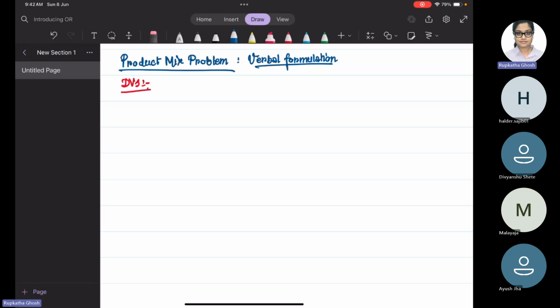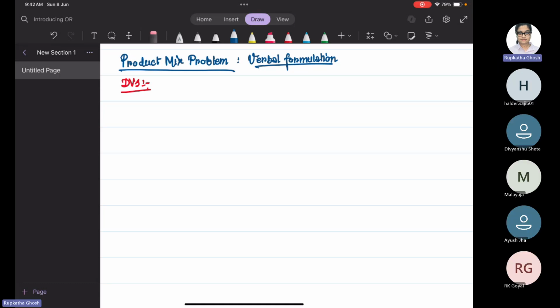No. See, first tell me what is the objective in this problem? What is it that you are trying to achieve? If you understand what it is that you are trying to achieve, only then will you be able to formulate this model correctly. So what you're trying to achieve is to determine the optimum product mix. That means you are trying to understand how much of product 1 or product 2 or product 3 has to be produced, right?